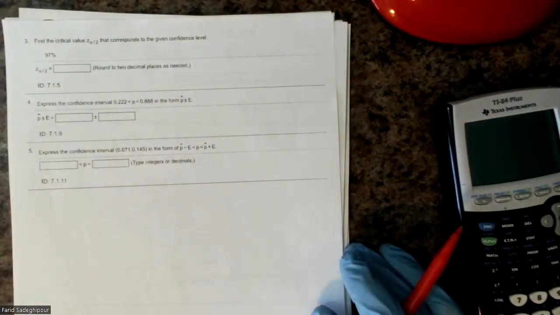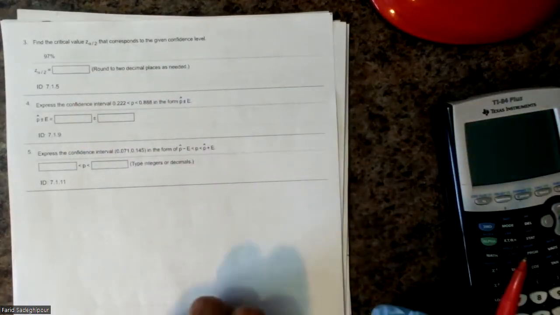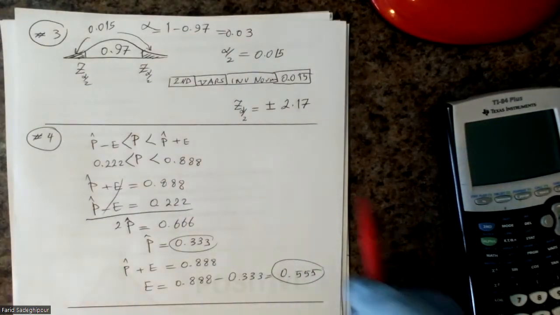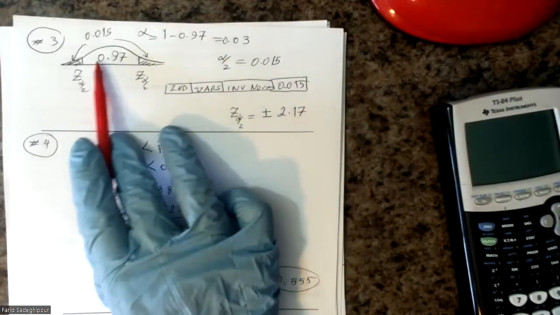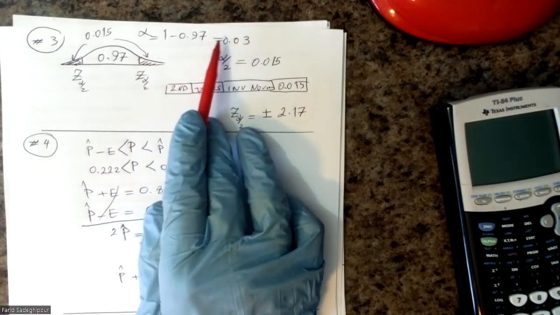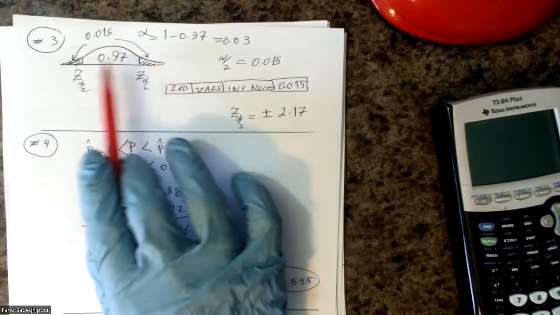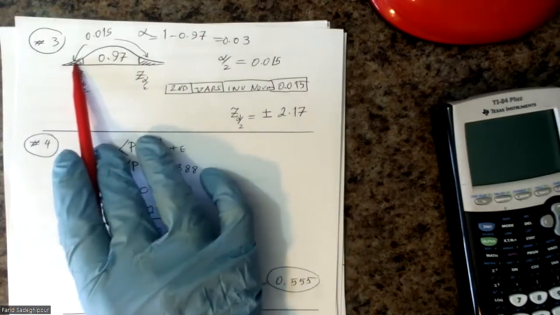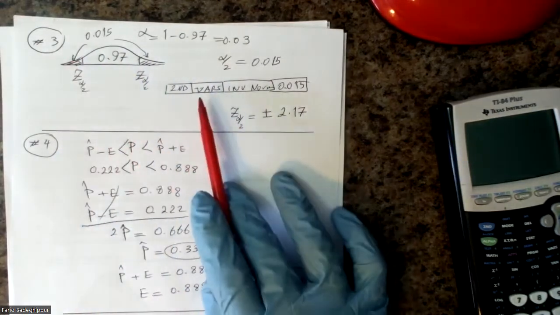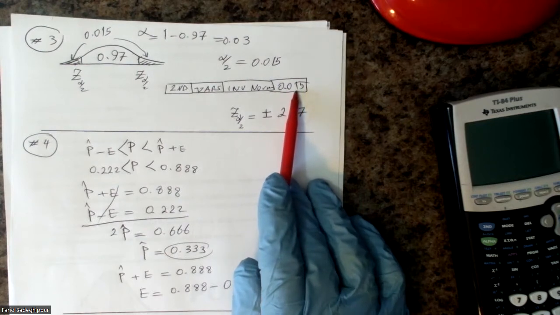Number 3, they just want you to find z of alpha over 2 for 97%. I'll show it to you. I use the calculator. See, this area is 0.97. So that means the remaining area is 0.03. Remember, 0.03 is the alpha. What is half of that? 0.015. So then if you know the area of one tail, you go to second, inverse norm. But remember, always put the area of one tail here.